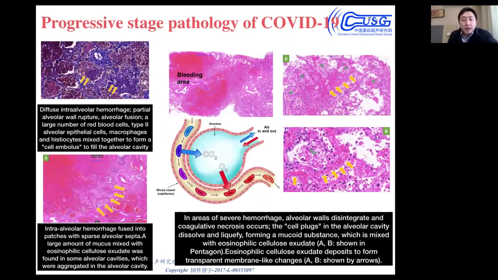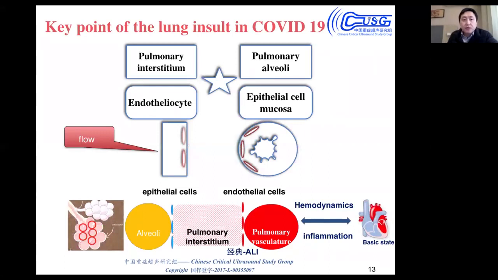But as the disease progresses and time goes by, damage happens to the endothelium. In the biopsy of the later stage of COVID-19, we can see the vasculature broken, and the endothelium and glycocalyx damaged. So leakage happens.